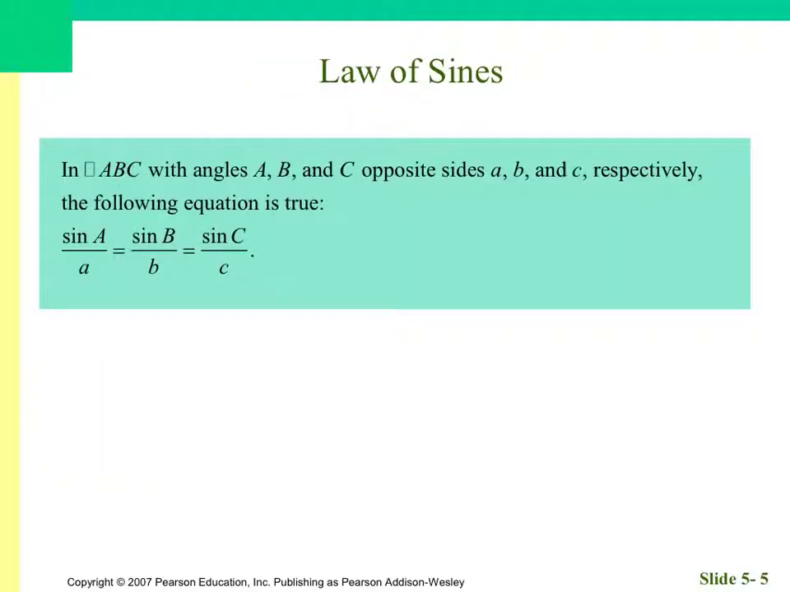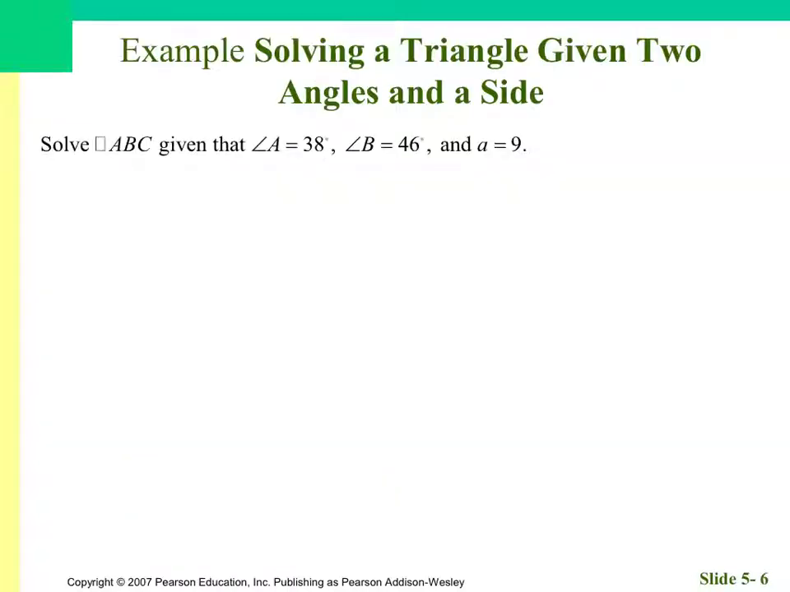Alright. I don't know why I did this, but these are supposed to be triangles. In triangle ABC with angles A, B, C opposite sides a, b, and c respectively, the following. So if you have A, B, C, this is side a, this is side b, this is side c. Okay? Alright. So remember, these are supposed to say triangle.